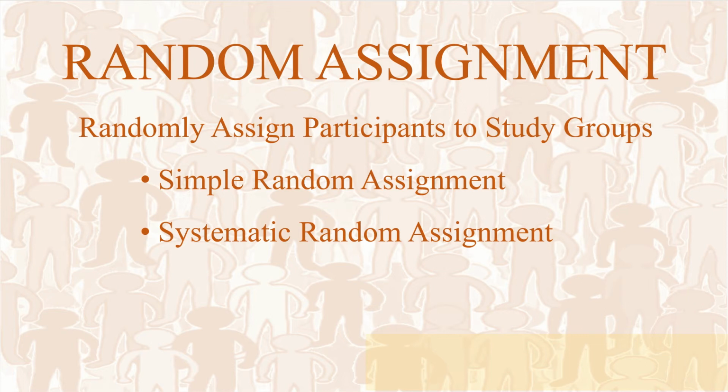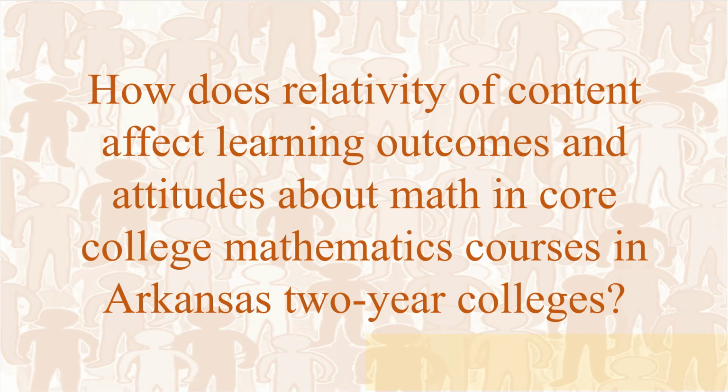Participants can be randomly selected by simple random, systematic, stratified, or cluster selection. Participants can be randomly assigned by simple random or systematic assignment. To analyze the randomized experimental design in this presentation, refer to a theoretical study on how the relativity of math content to the personal lives and careers of Arkansas two-year college students affects students' learning outcomes and attitudes about mathematics.